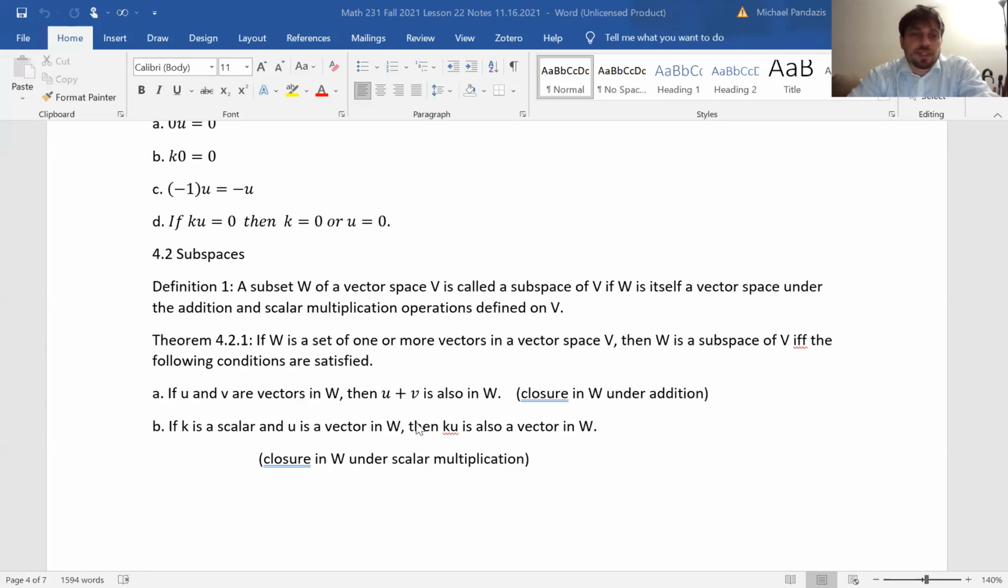Okay, so this theorem is just saying that if you have a vector space V, then W is a vector subspace of V if and only if these two things happen. One, if you have two vectors in W, their sum is also in W. And two, if you have a scalar K and a vector U in W, then KU is also in W. The words for these two properties are closure in W under addition and closure in W under scalar multiplication. Having both is equivalent to saying that W is a subspace of V, when W is a set of one or more vectors in a vector space V.